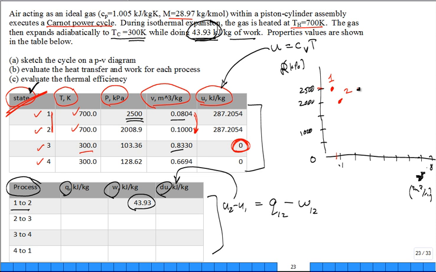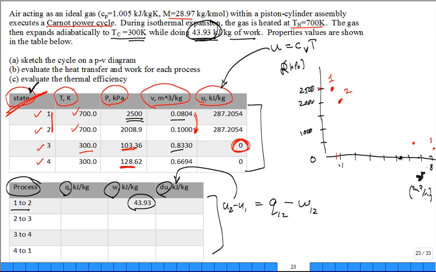Where's state 3? 300 down here and 0.83. There. I didn't quite make room for it. State 3. Where's state 4? 300. Hold it. That was no. It's 100. I'm sorry, 100. And this state 4 is a slightly higher pressure, and at 0.6 something. So it's 0.6, just a little bit higher.